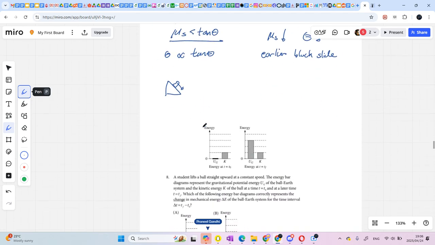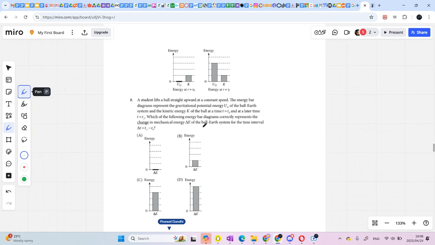All right, do you want to keep going? I don't want to dwell too long on electricity and magnetism. Let's do question 8 before we get too sidetracked.